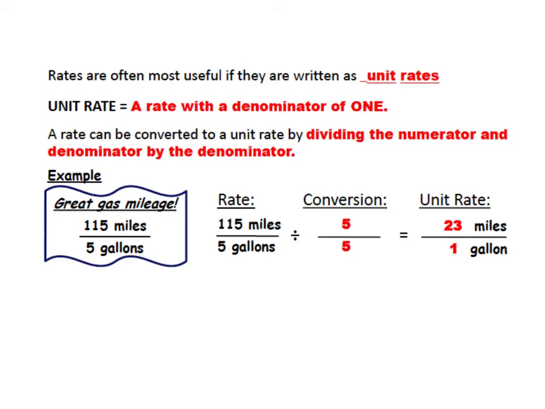Let's look at the example. The original problem says we have 115 miles per 5 gallons. Since the denominator is 5 gallons, we are going to divide by 5 on the top and divide by 5 on the bottom. If we have 115 divided by 5, we're going to end up with 23 miles, and if we have 5 divided by 5, that's going to be 1 gallon. So our final answer is 23 miles per 1 gallon.